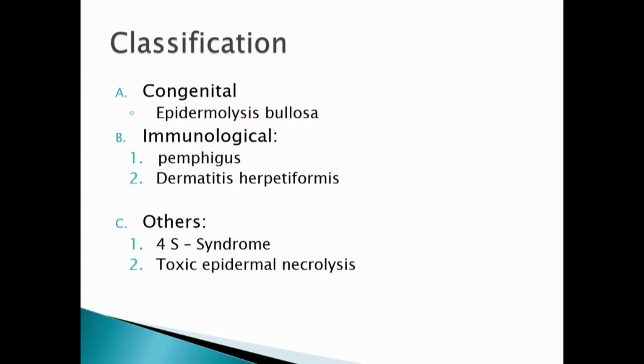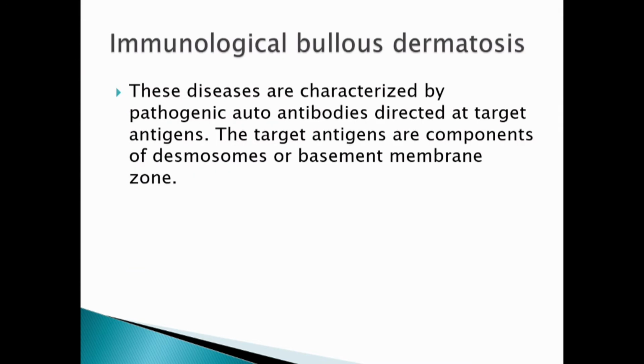Immunological bullous dermatoses, you have to study 2 diseases, the pemphigus group and dermatitis herpetiformis, and the others, or the group of diseases that are not under one title, the 4S syndrome and toxic epidermal necrolysis. We'll start with the immunological bullous dermatoses.